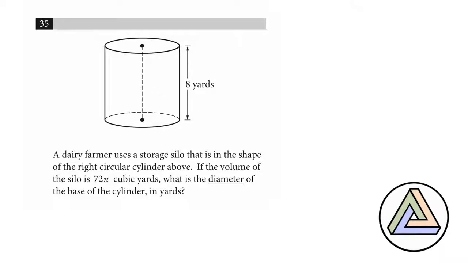Okay, cylinder. A dairy farmer uses a storage silo that is in the shape of the right circular cylinder above. If the volume of the silo is 72 pi cubic yards, what is the diameter of the base? The volume is 72 pi cubic yards. So they give you the volume and they give you the height. At the end of the day, we want the diameter.